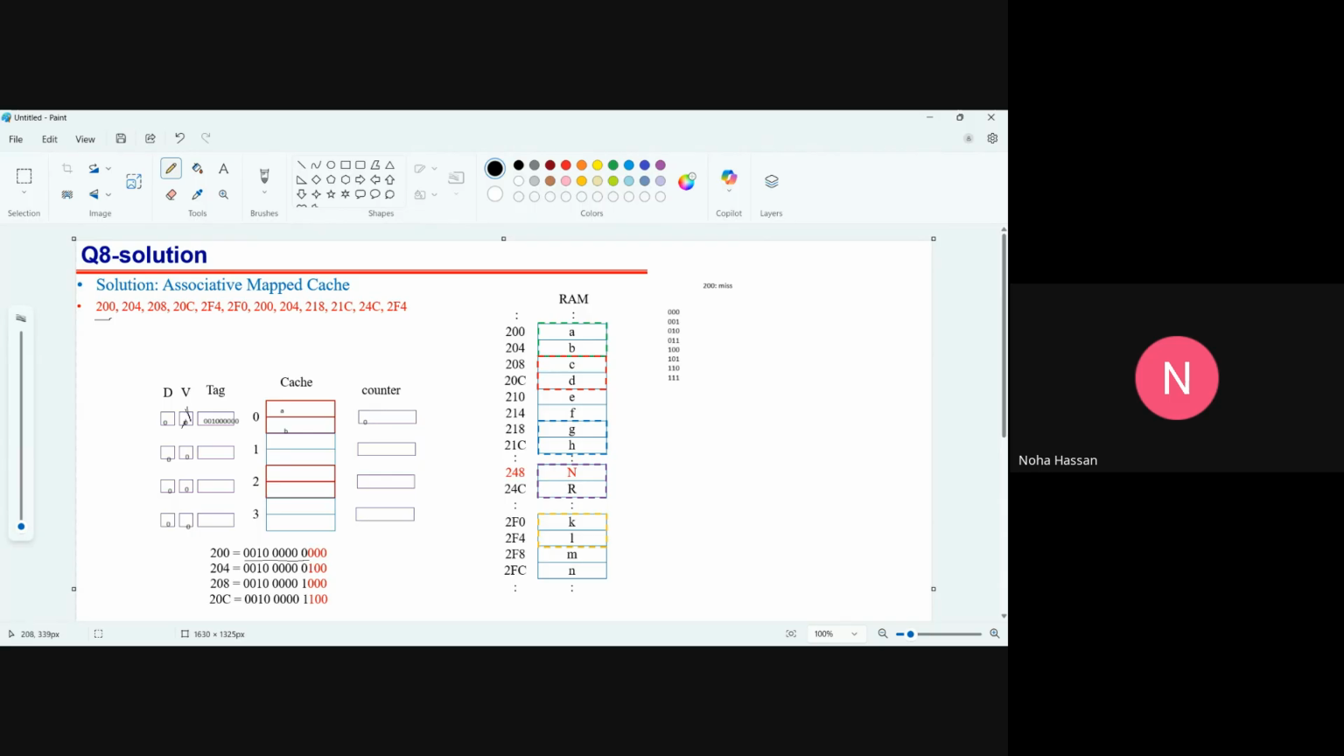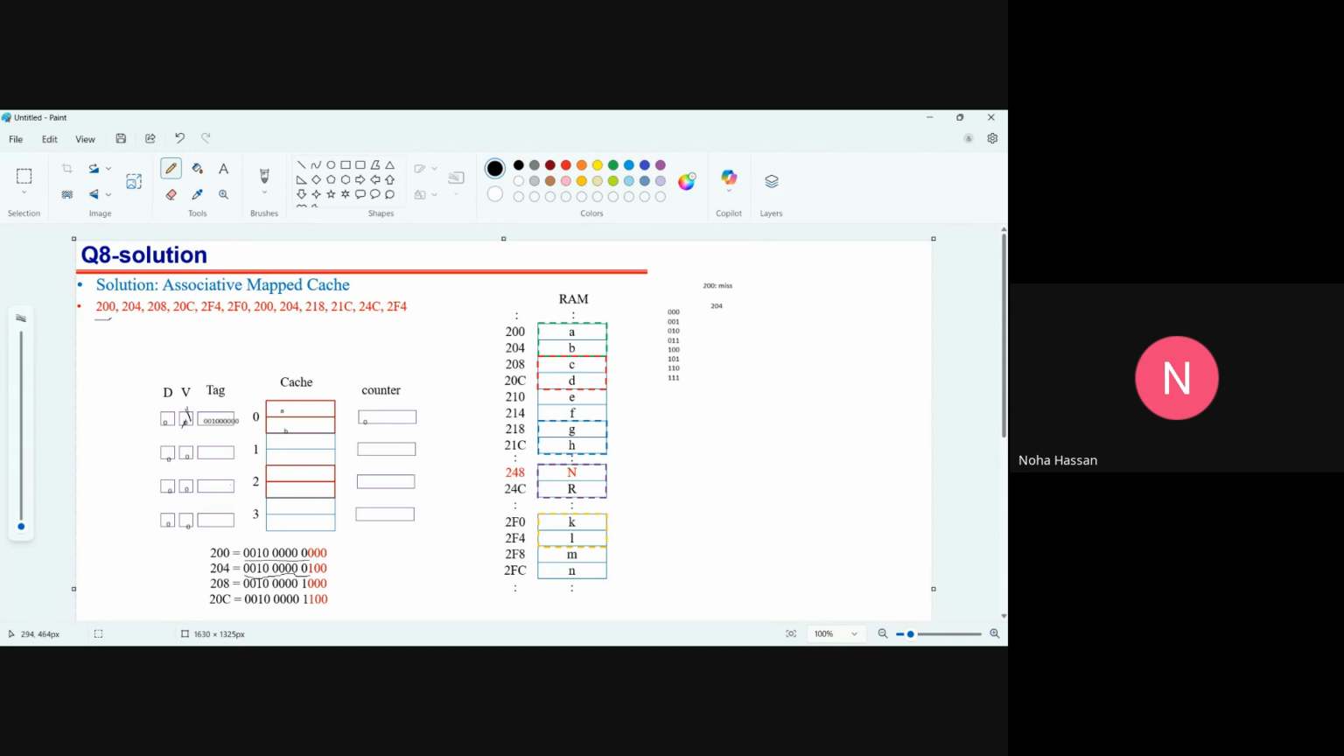Next, now we are done with address 200. Okay. Let's move to the next address, which is address 204. So to get the corresponding tag for address 204, this is actually the corresponding tag. It is already placed here.